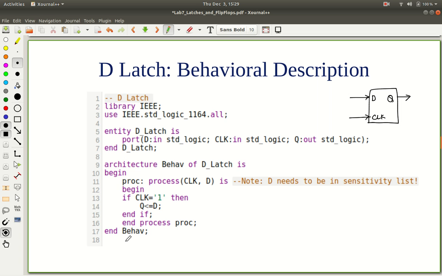So we use the if block within the process block. If clock is 1, then Q follows D. That's it. We don't have to say what happens otherwise. It is implied that if clock is 0, then nothing should be done. That means Q remains unchanged. There is no state change happening for Q. So this simple description gives us the behavior of a D-latch.